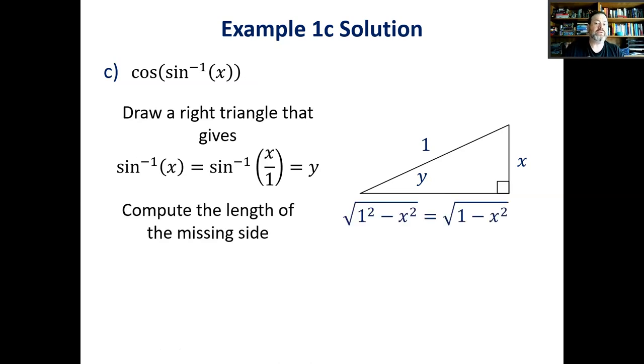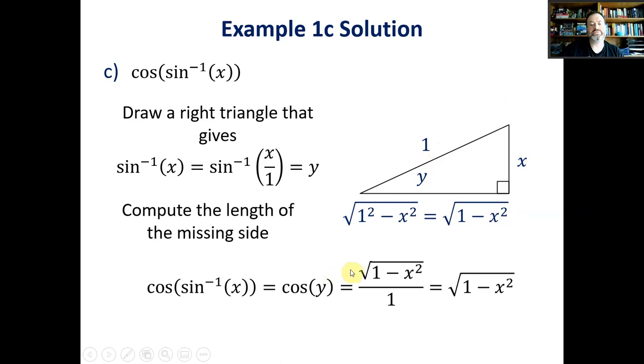So as we did before, we have to compute the length of the missing side. Again, you will use Pythagorean theorem. So it's just square root of 1 minus x squared. So cosine of that angle, right? Cosine is adjacent over hypotenuse. So it's just radical 1 minus x squared over 1. Simplify it to radical 1 minus x squared.